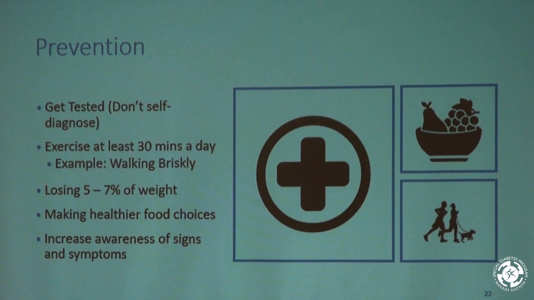And then also increase awareness of signs and symptoms. So we all kind of went over what the signs and the symptoms are, but most importantly, don't self-diagnose. So no self-diagnosing. And then also making healthier food choices. So what can we do to make healthier food choices?